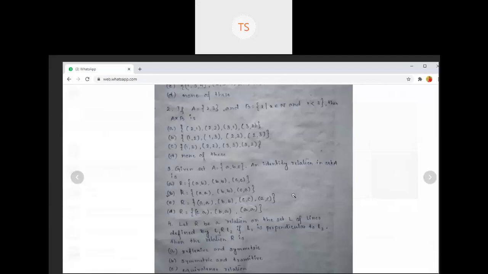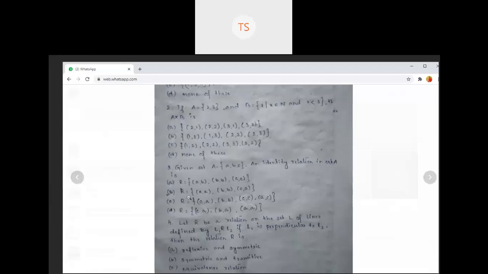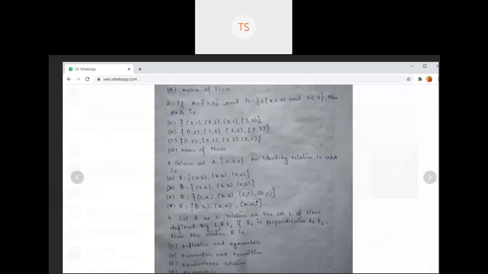So which is the correct option here? Both the first and the second elements are the same. Option B. Here R is equal to {(a, a), (b, b), (c, c)}. So this is the identity relation, or you can call it a reflexive relation.